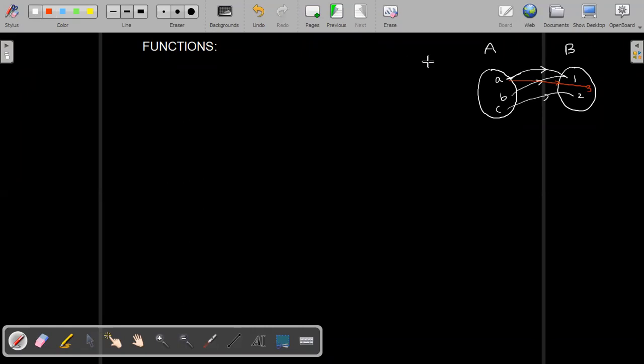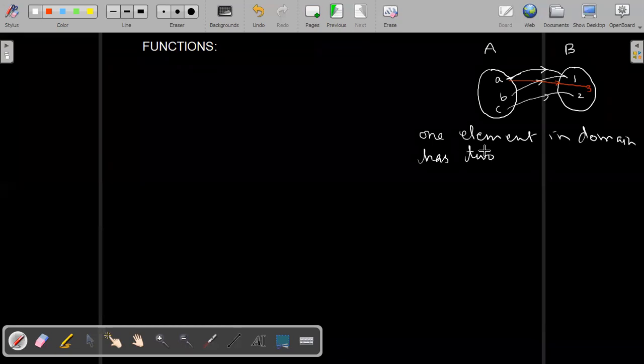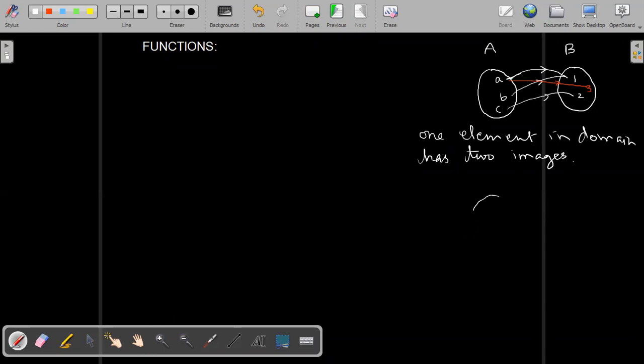What we have concluded here is that one element in the domain has two images. Now we take another example where we will have one more thing. D can also be here. One element can be left which is not having any image in D. Then it is a relation.